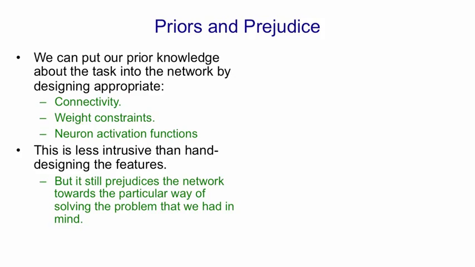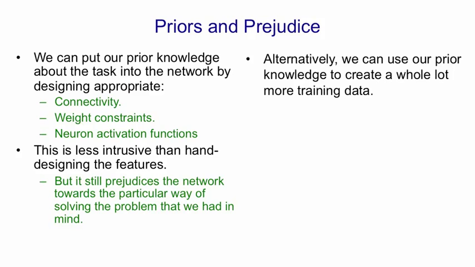There is an alternative way to put in prior knowledge that gives the network a much freer hand. What we can do is use our prior knowledge to create a whole lot more training data. One of the first examples of this was work by Hoffman and Tresp on trying to model what happens in a steel mill. They wanted to know the relationship between what comes out of the steel mill and various input variables, and they actually had a big old Fortran simulator that would allow them to simulate the steel mill.